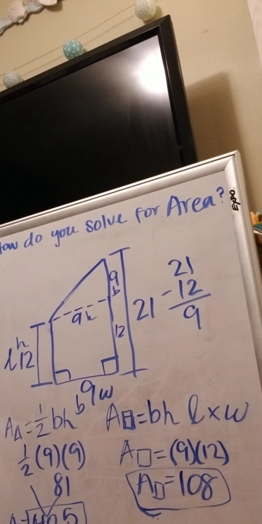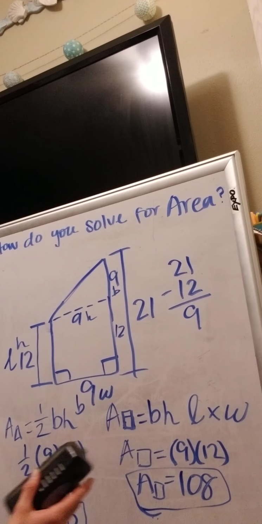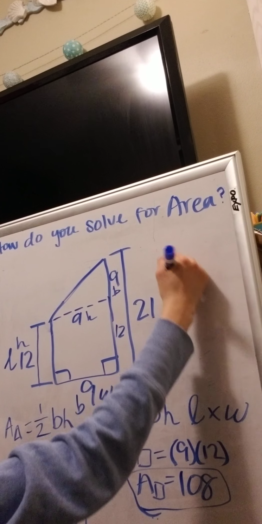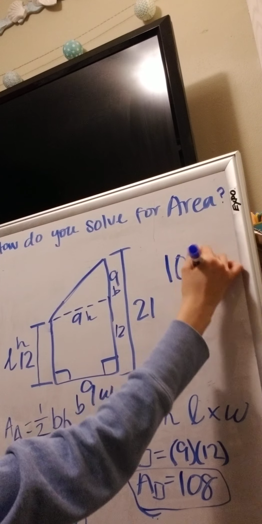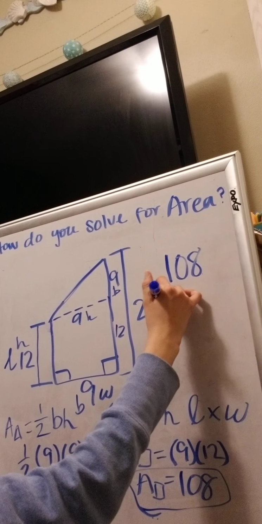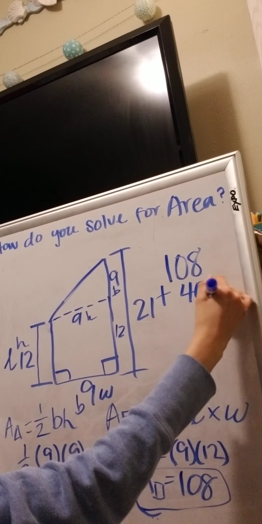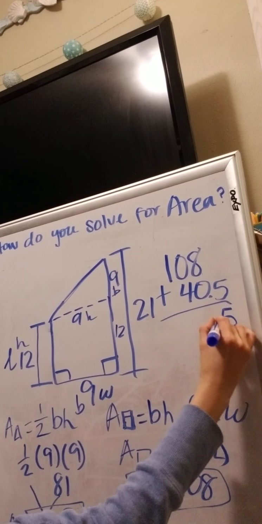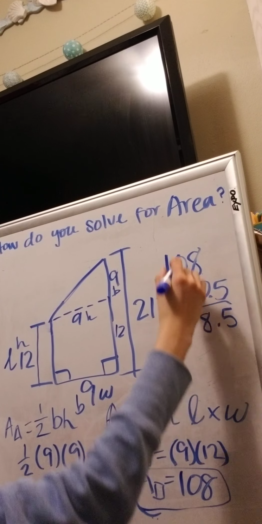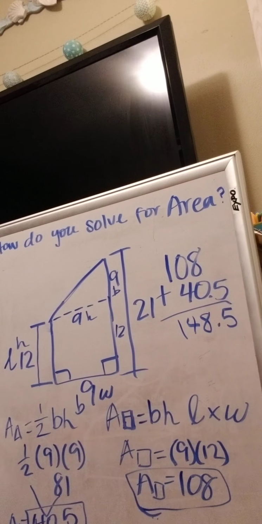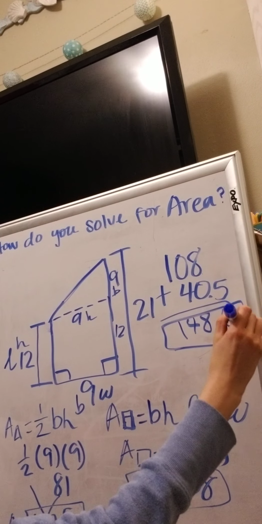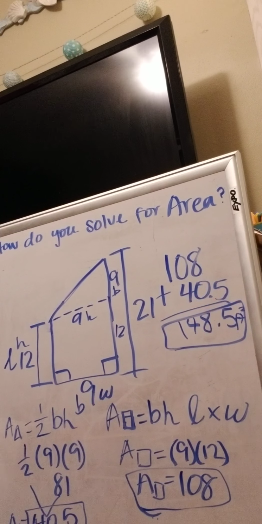So now we're going to combine those together. So we have the area of our rectangle plus the area of our triangle. So that's 108 plus 40.5, which is 148.5 square feet. I'm forgetting to square the feet at the end, but it's all squared.